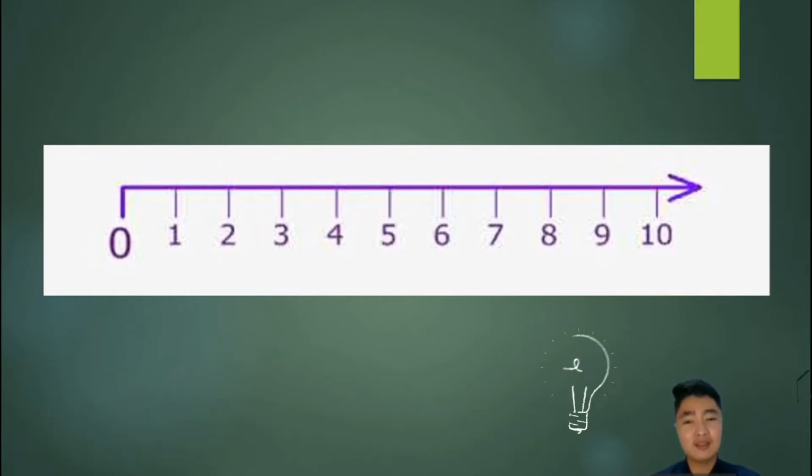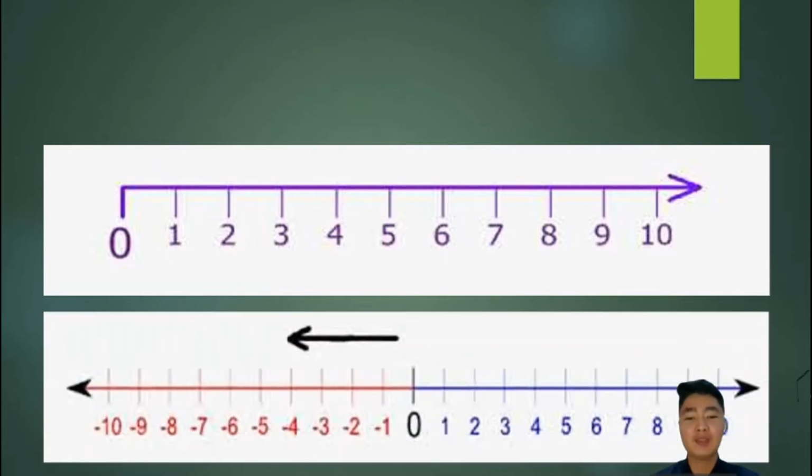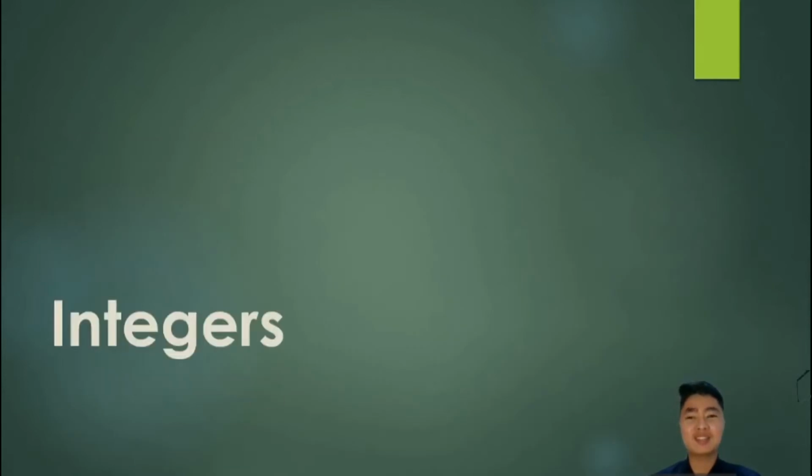But then, what if there is a continuation of that particular line going to the left? What would it look like? So, it would look like this. As you can see, in this particular image, there is an arrow pointing to the left as well. And as you can see, there are numbers. But then, wait. You can see that these are unfamiliar numbers for us. What are these numbers? What do we call these numbers? All of these numbers are called integers.